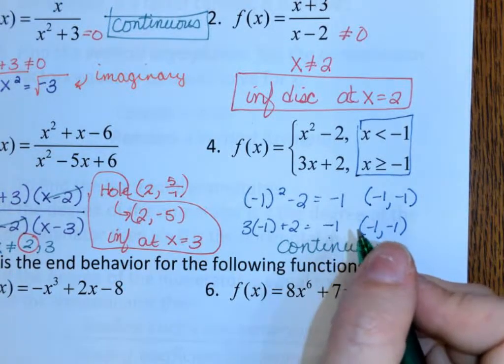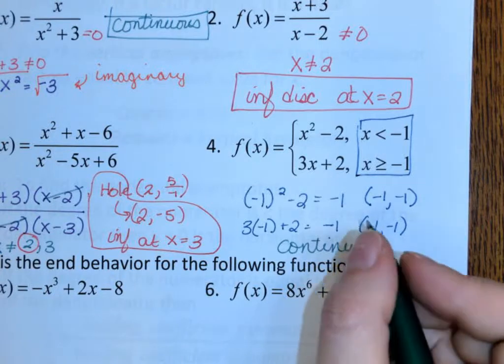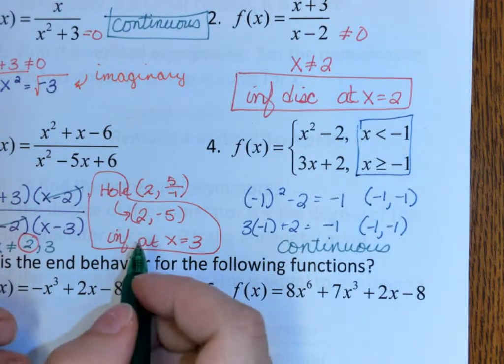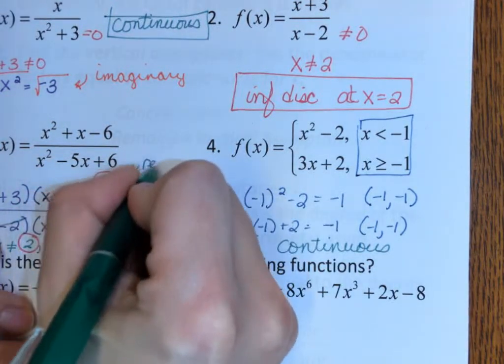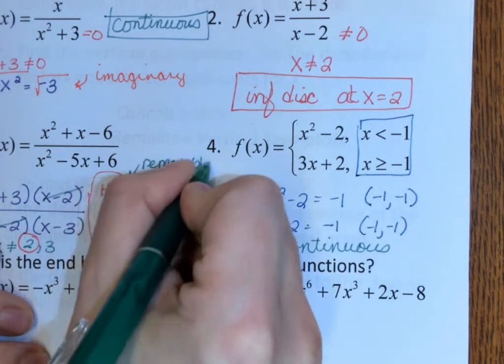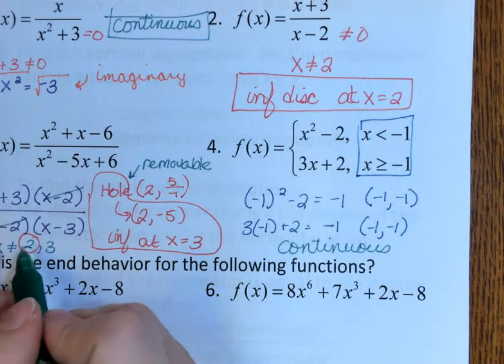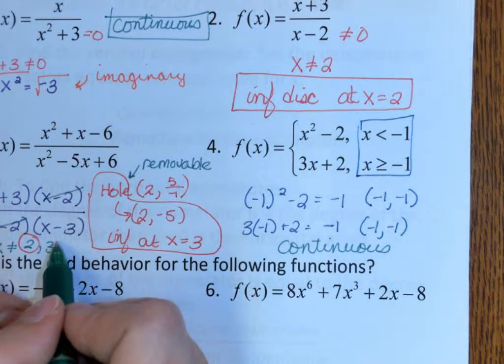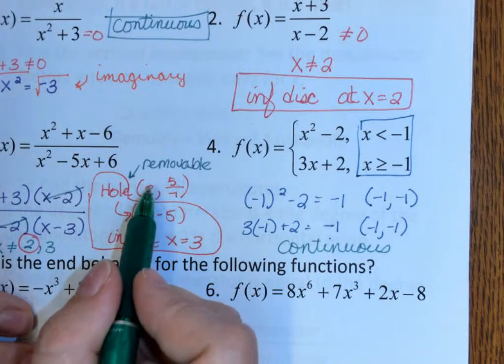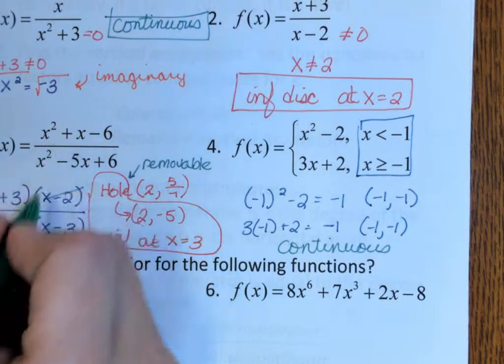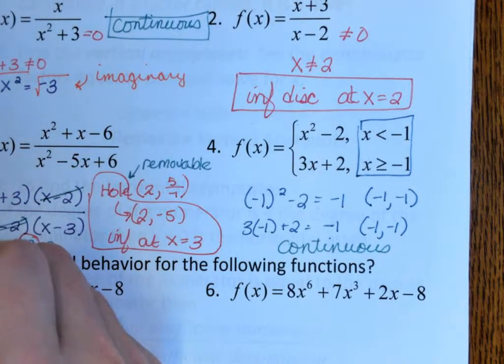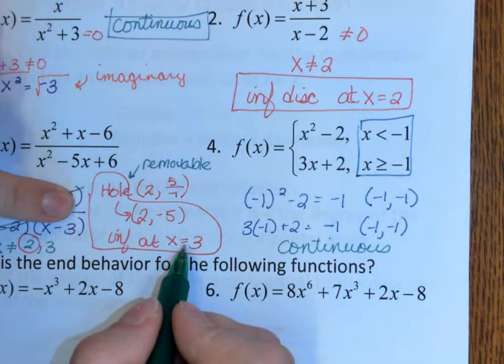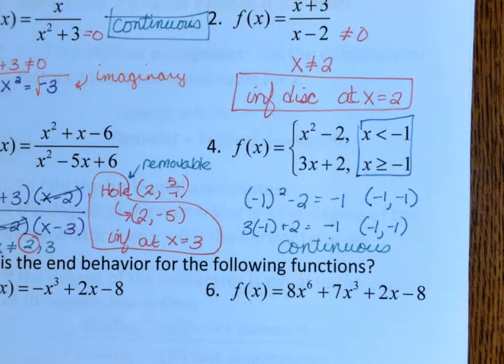Removable is another name for hole. No, your removable discontinuities, those are the guys that cancel out. Your infinite discontinuities are the ones that are left over. So we did have a removable discontinuity on number 3, because that stuff canceled out. But this x equals 3, if someone took all of my calculators and I were to graph that, I would have seen an asymptote right there. Okay, yeah.